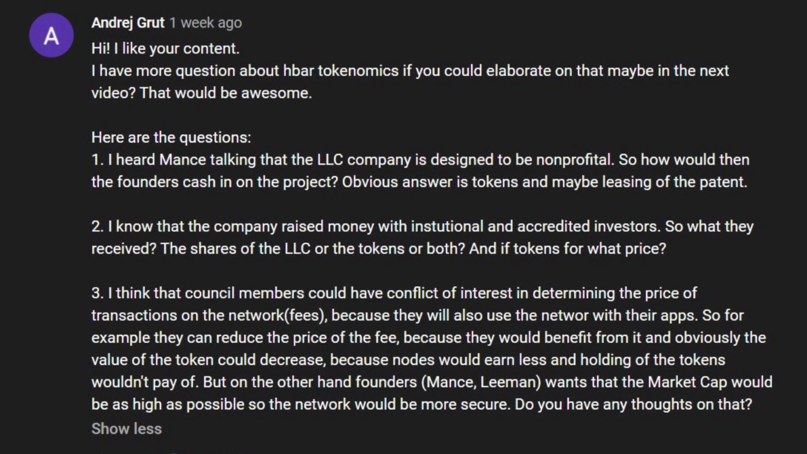The second question he had is, I know that the company raised money with institutional and accredited investors. So what did they receive: the shares of the LLC, or the tokens, or both, and if tokens, for what price? So Hedera Hashgraph, like you said, no one owns it. The people that own it are the 39 governing council members. They are the people coming together, signing an LLC. That's what I always talk about. They are not just partnerships like in other projects. They all come together and they all own Hedera. But the people that invested earlier, before we did, bought the tokens just like us, but they got it for different prices because they were taking bigger risk.